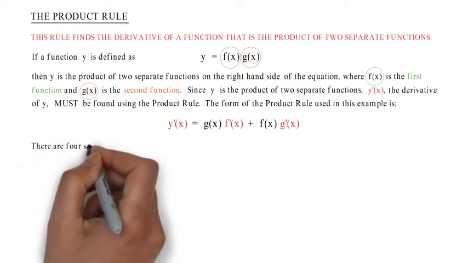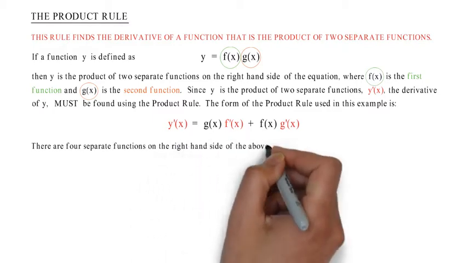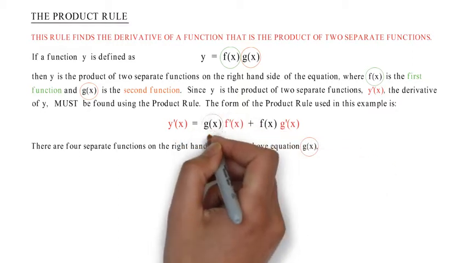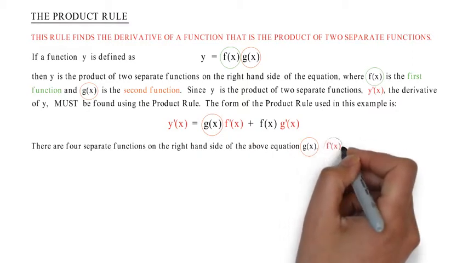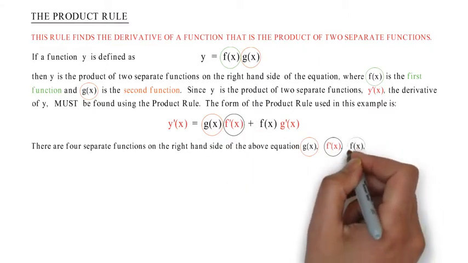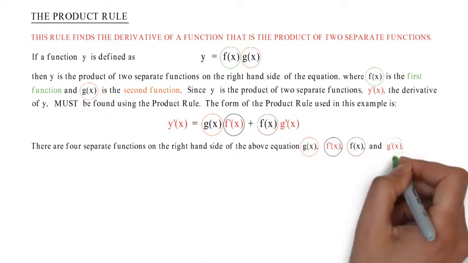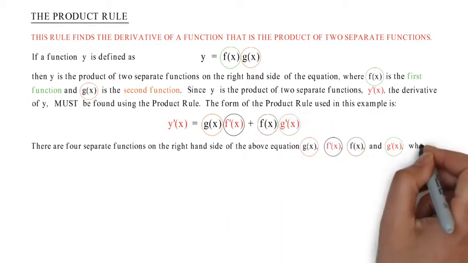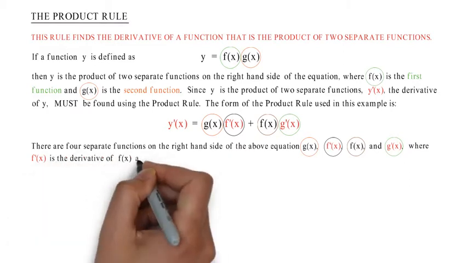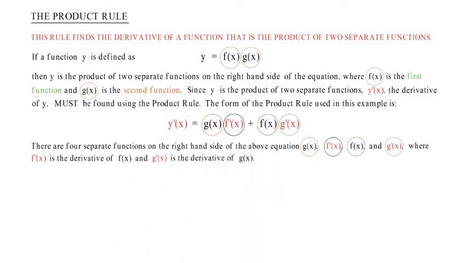There are 4 separate functions on the right-hand side of the above equation: g(x), f'(x), f(x), and g'(x), where f'(x) is the derivative of f(x) and g'(x) is the derivative of g(x).